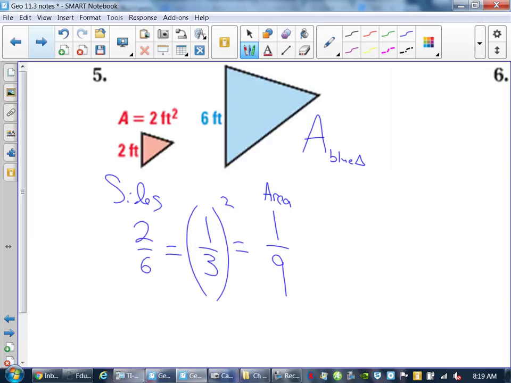Now this is the ratio of the areas. Now you have to remember which one was the numerator. Well, the numerator was my red. My denominator is the blue. I went from sides, red to blue, which means they're giving me the area of the red, and I need to find the area of the blue. What's x? Very good.